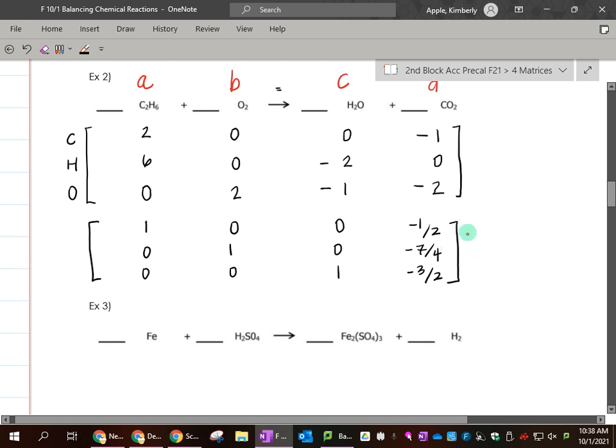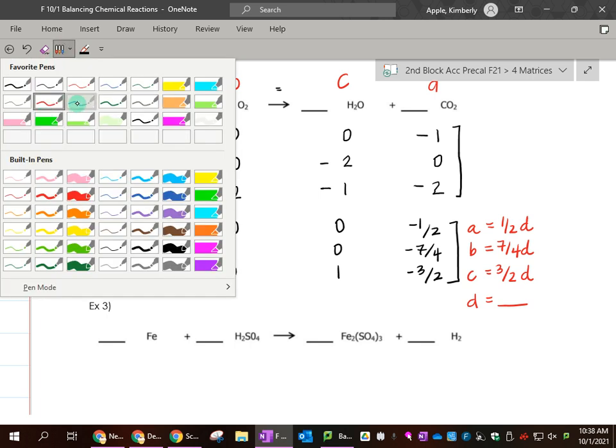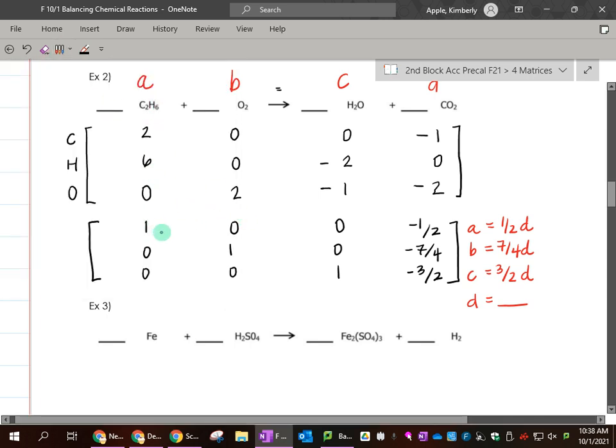All right, and once we got that, now I'm going to write A equals 1/2 D, B equals 7/4 D, C equals 3/2 D. And now D is whatever I want. D is my free variable. And how I got these is just by recalling that this column is A, so that's 1A, 0A, 0A. These are all B's. These are all C's. And these are all D's.